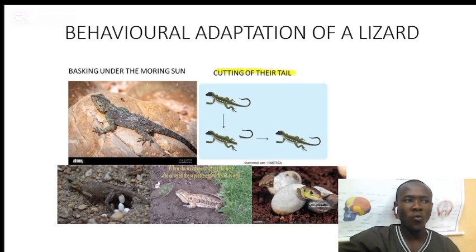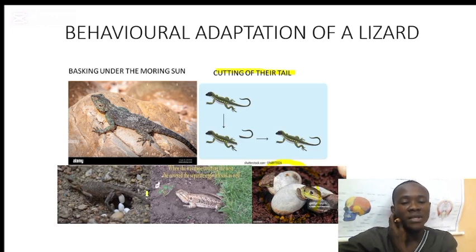Let's say you want to capture it by the tail, they can cut the tail and the whole body will move away while the piece of tail will remain in your hand. Next is that they lay a shell egg which prevents it from desiccation. That means it prevents it from drying up.